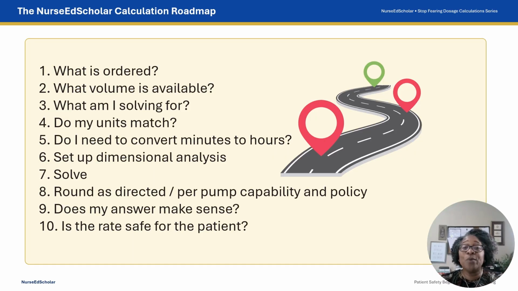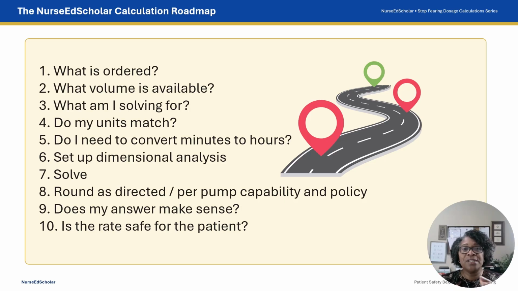All right. So right before we get to the first calculation, I always want to look at the calculation roadmap. Before you start any question, you want to ask yourself, what's ordered? What total volume must the patient receive? Then what's available? What IV solution or medication do you have? What am I solving for? For today's lesson, we are solving for milliliters an hour. Then you're saying, do my units match? Is my volume in milliliters? Is my time in hours?